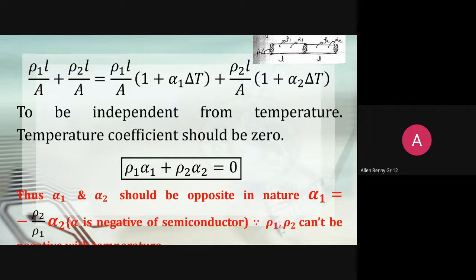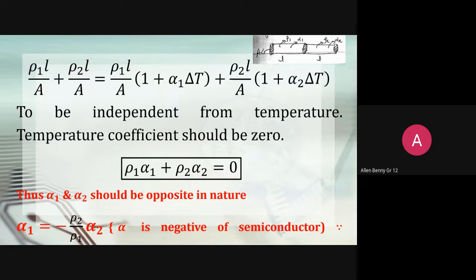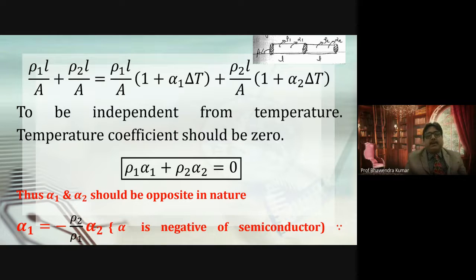So how did you get rho 1 alpha 1 plus rho 2 alpha 2 equals 0? I did not get that part. The coefficient of delta T, if you try to find out, the other terms will get cancelled, and the rest, the coefficient of delta T, will be rho 1 alpha 1 L plus rho 2 alpha 2 L. That will be the coefficient of delta T. The coefficient of delta T has to be 0. It means rho 1 alpha 1 L plus rho 2 alpha 2 L has to be 0. So rho 1 alpha 1 will be equal to minus rho 2 alpha 2.